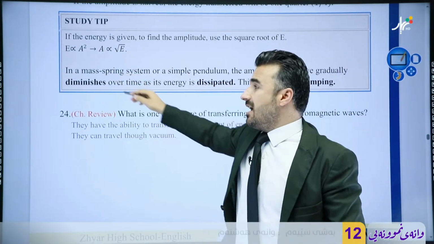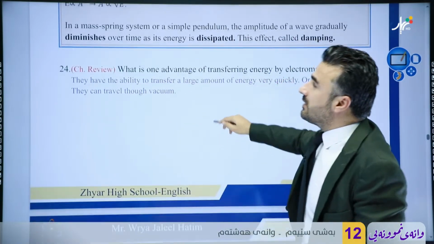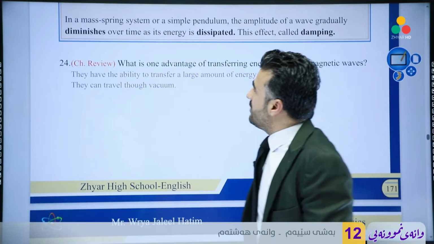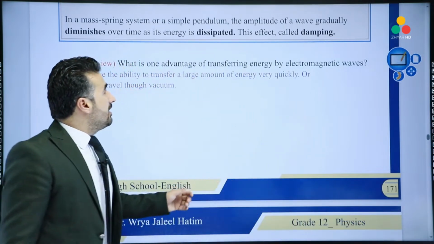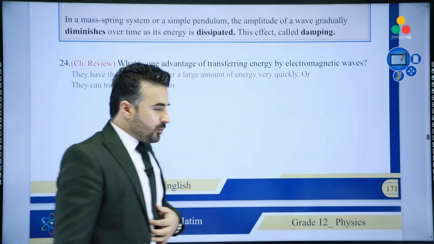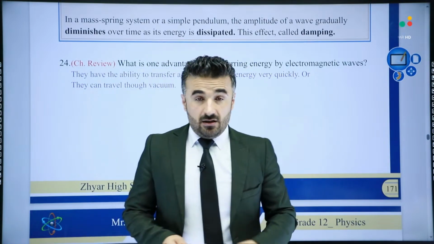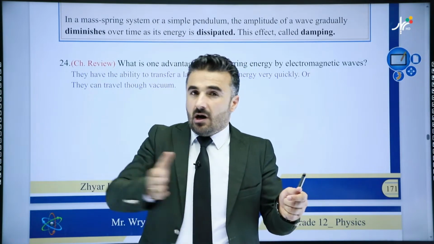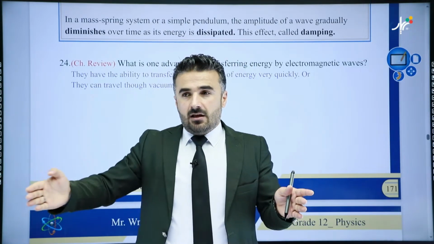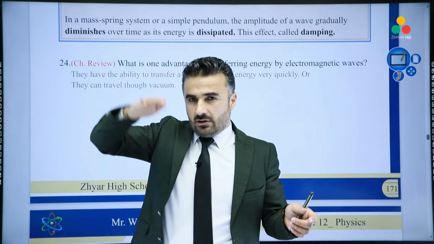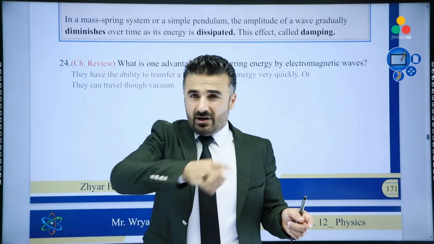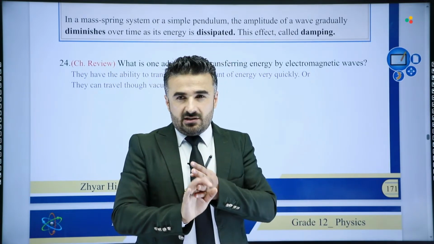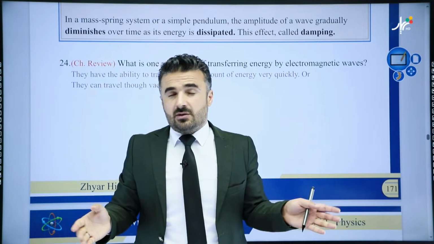And this is basically what I have just told you. But do you remember, previously in the mass spring system or in a simple pendulum, the amplitude of the wave gradually diminished over time as the energy was dissipated? Do you remember we said, talking about an ideal system, if it is a mass spring system, you let it oscillate once, it will oscillate forever. Whether it is a mass spring system vertically or horizontally, or a pendulum, doesn't matter. If we assume that the system is ideal, which means there is no friction and no air resistance, then the pendulum or the mass spring system will swing forever.